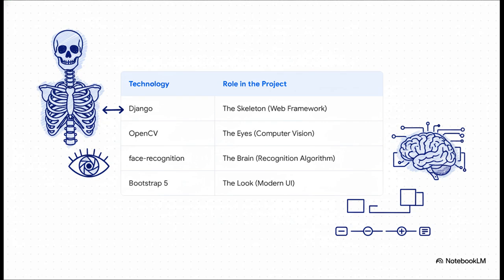So this slide really breaks down the guts of the system. Think of Django as the skeleton. It's the web framework that holds the entire application together. OpenCV, those are the eyes. That's the computer vision library that handles all the raw video from the camera. Then you have the face recognition library. That's the brain. It's where the core AI algorithm does its thing. And finally, Bootstrap gives the system its look, creating the clean user interface you actually see and interact with.